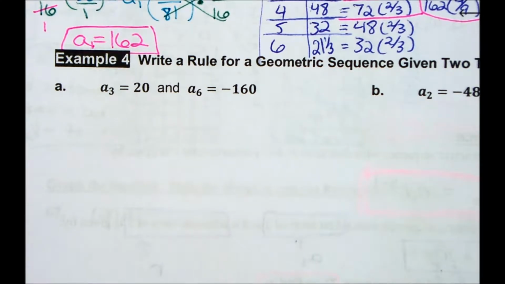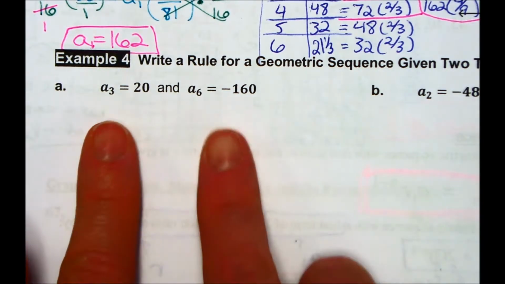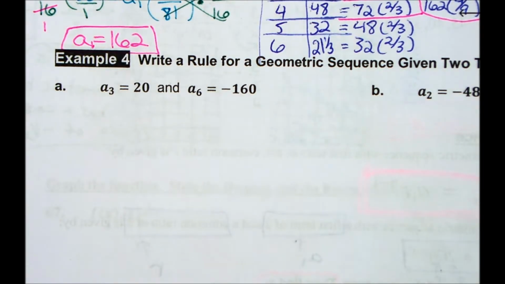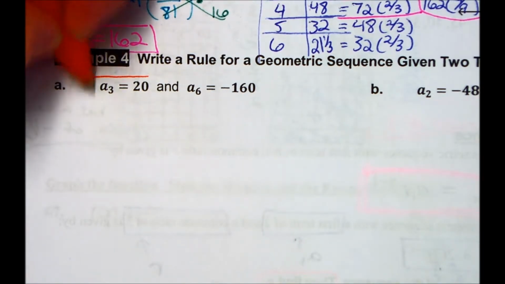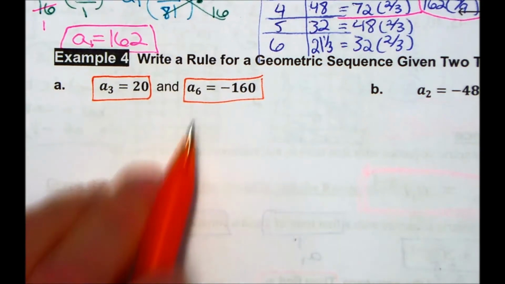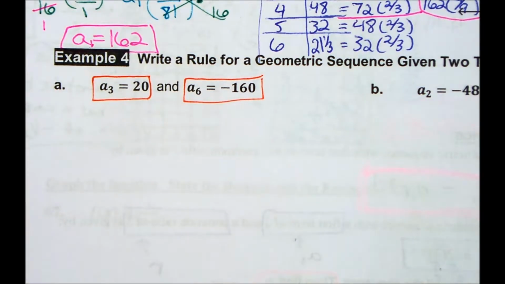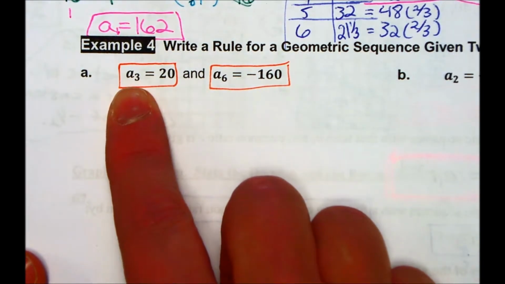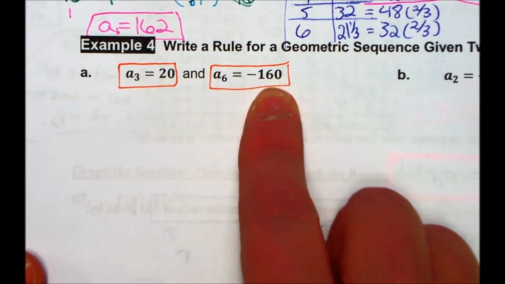Example 4. In these examples now, you are not given your ratio. You're not told what that common ratio is. So we have to find both the first term and the common ratio using 2 values or 2 numbers that they've given us in the sequence. So what they're telling us is the third term in the sequence is 20. The 6th term in the sequence is negative 160. So from that information, we basically have 2 points where 3 is our input, 20 is our output. 6 is our input, negative 160 is our output.